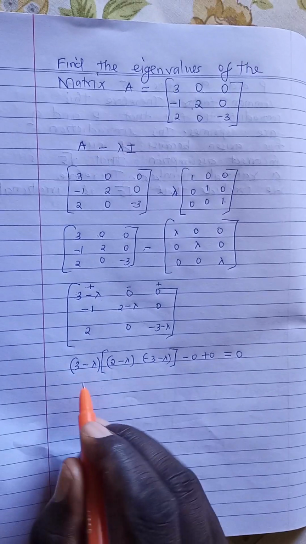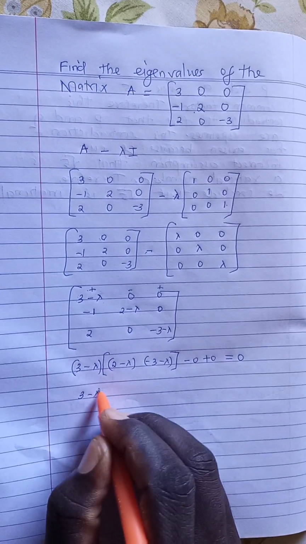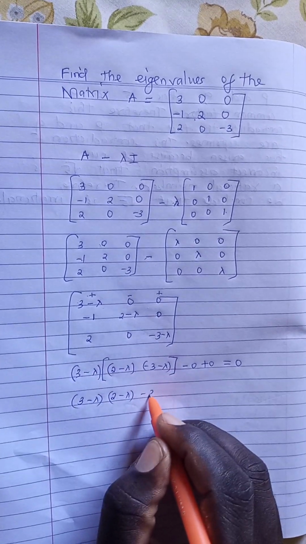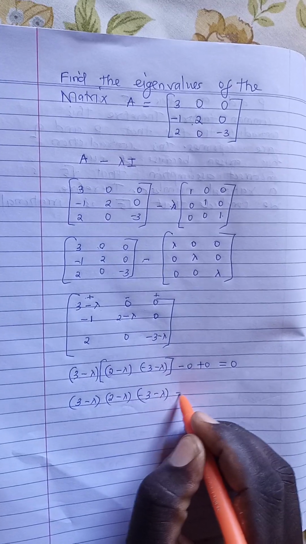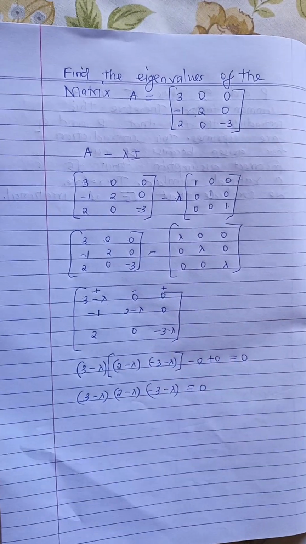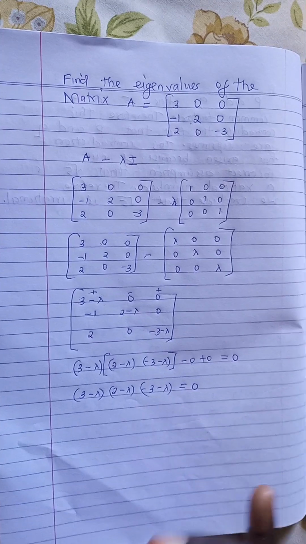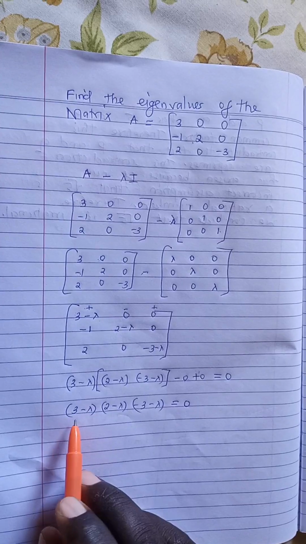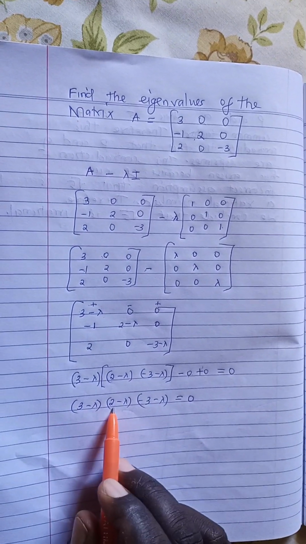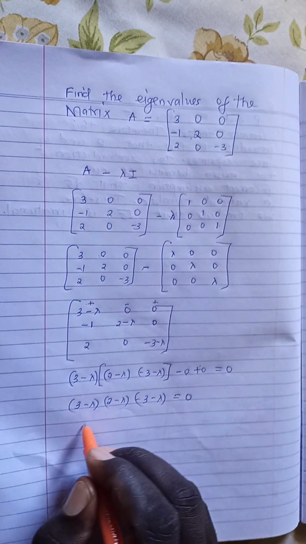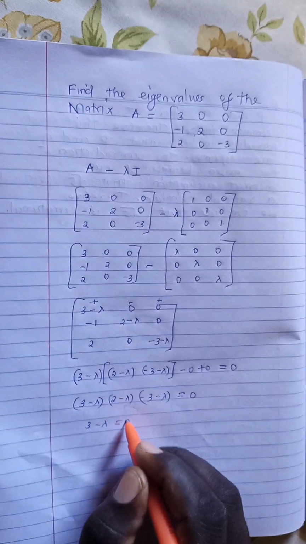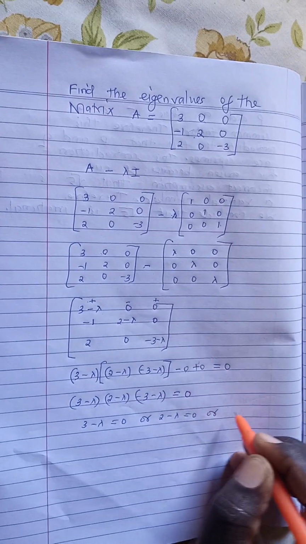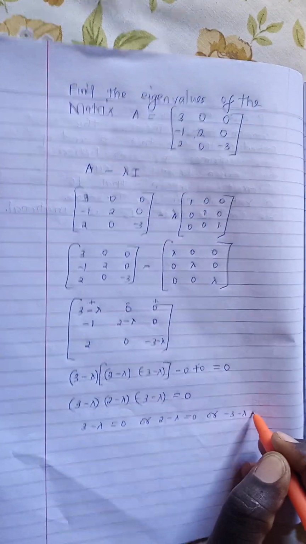Now, this one is 3 minus lambda, then we have 2 minus lambda, then we have negative 3 minus lambda is equal to 0, because minus 0 plus 0 is just 0. So there is no need of writing this. Now, since we have this in a bracket, this in a bracket, and this in a bracket, that means that 3 minus lambda is 0, or 2 minus lambda is 0, or negative 3 minus lambda is 0.